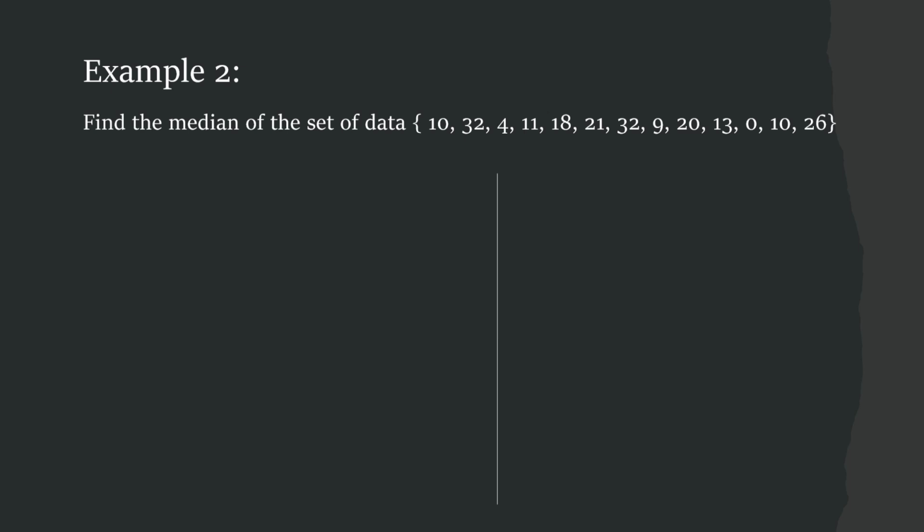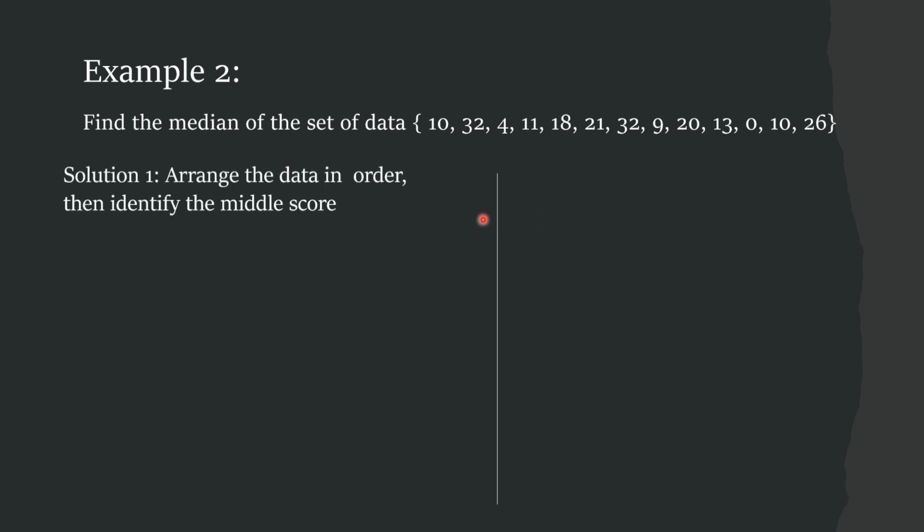Another example, number 2, find the median of the data set. So the data set is not arranged in order yet, so we need to arrange them in order, usually in ascending. Then identify the middle score. In this data set, there are 1, 2, 3, 4, 5, 6, 7, 8, 9, 10, 11, 12, 13. N is 13, it is an odd. Therefore, there is only one middle score or the median.